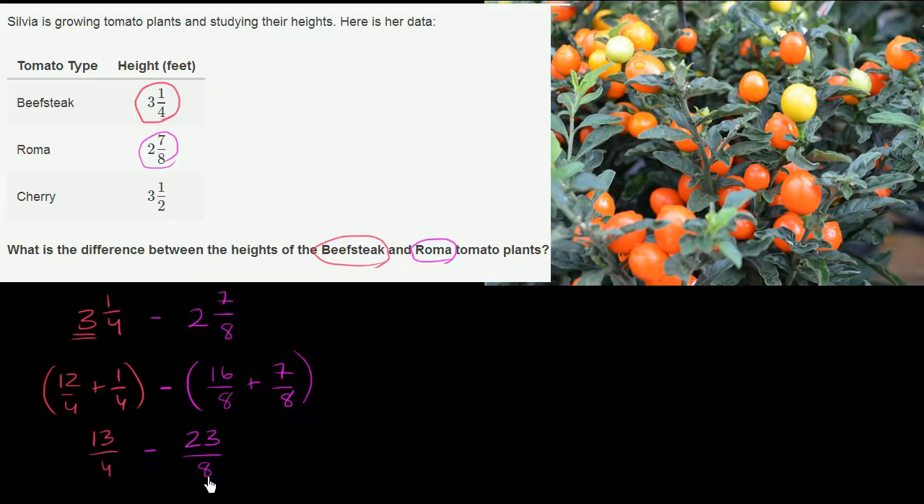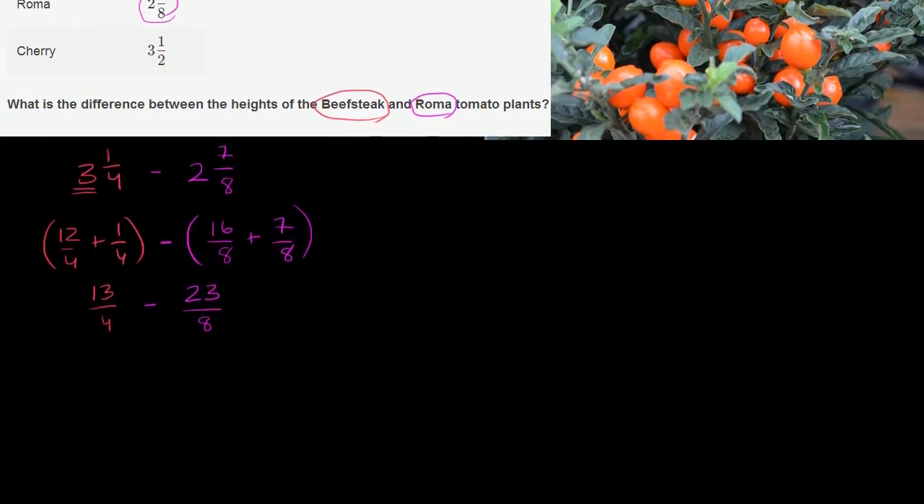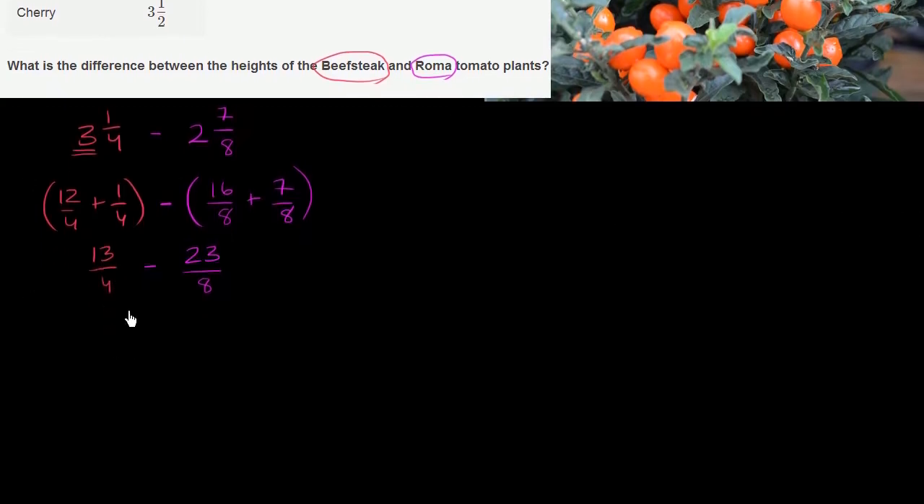Well, 8 is divisible by 8, and 8 is also divisible by 4. So if we can rewrite 13/4 as having 8 as a denominator, then we are all set. So let's try to do that. We're going to write both of these with 8 as a denominator. This one already has it. So 13/4, I'm going to have it with 8 as a denominator. To get from 4 to 8, we have to multiply the denominator by 2. So in order to not change the value of the fraction, we have to multiply the numerator by that exact same value. We got to multiply it by 2. So this becomes 26/8.